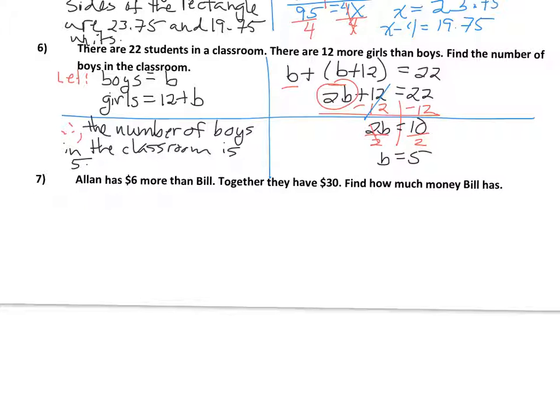Now, if you stop to think about your answer, you're like, well, there can't just be 5 boys. That doesn't sound right out of 22. Well, let's think about it. If the number of boys is 5, then the number of girls is 12 more than that. So 5 plus 12 is 17. So there are 17 girls in the class and 5 boys. Do they add up to 22, 17 and 5? Yes, that equals 22. So it is a reasonable solution.